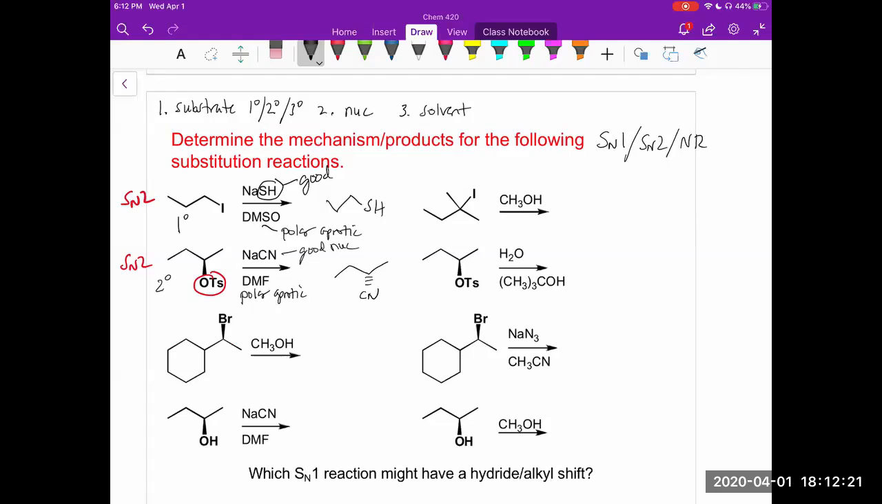Professor, could you just remind us again why we have the inversion? Oh, because there's a backside attack. Oh, okay, yeah, thank you. Yeah, it's a backside attack.